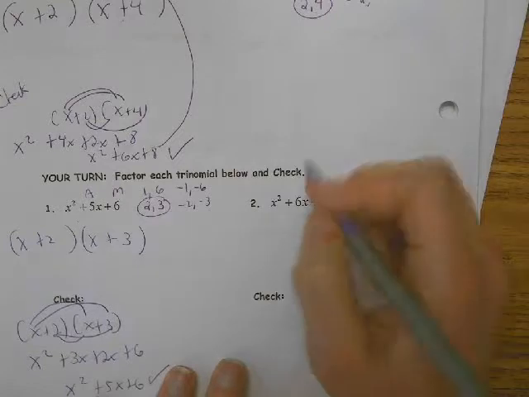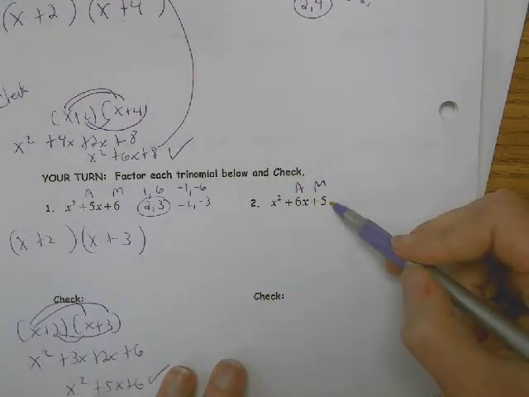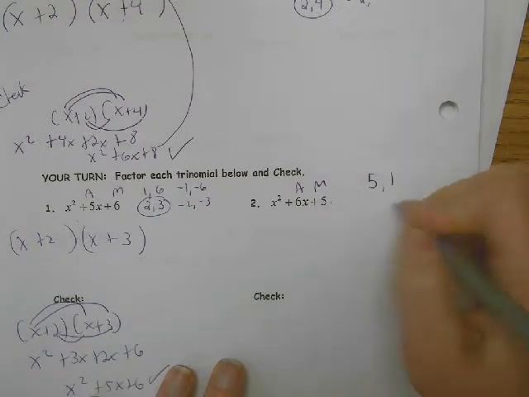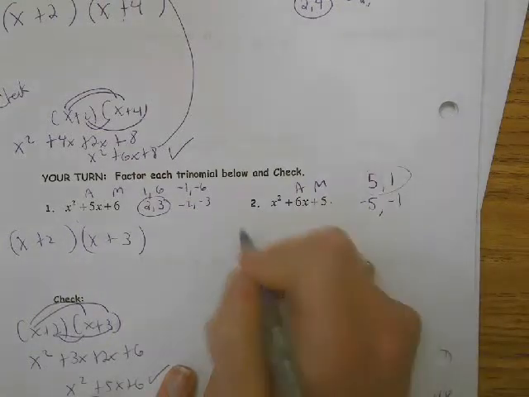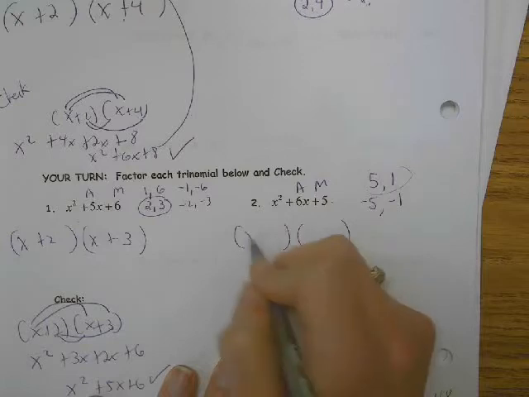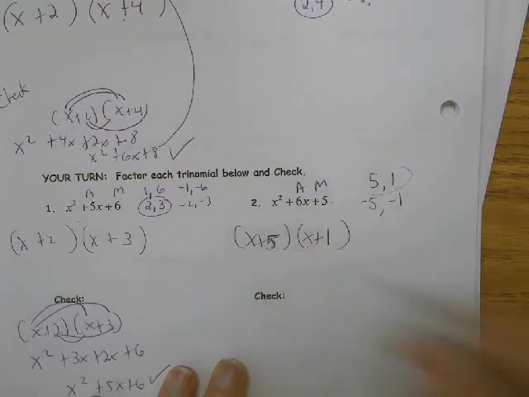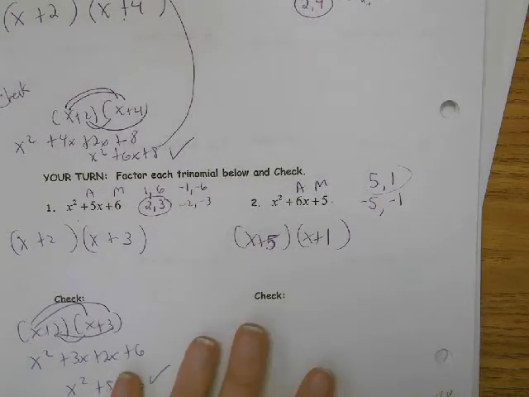Number 2. Add, multiply. Now it's nice in the back when I have a prime number because I don't have a lot of choices for factors. So it adds to 6, 5 and 1. Parentheses, parentheses, x plus 5, x plus 1. And then of course we would FOIL it if we want to check it. Let's keep going with the factoring.